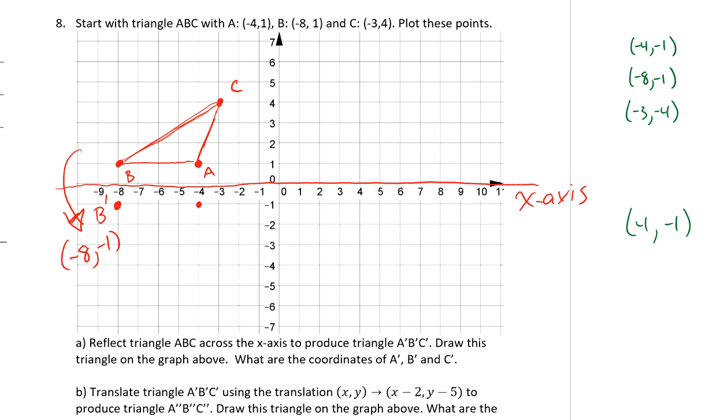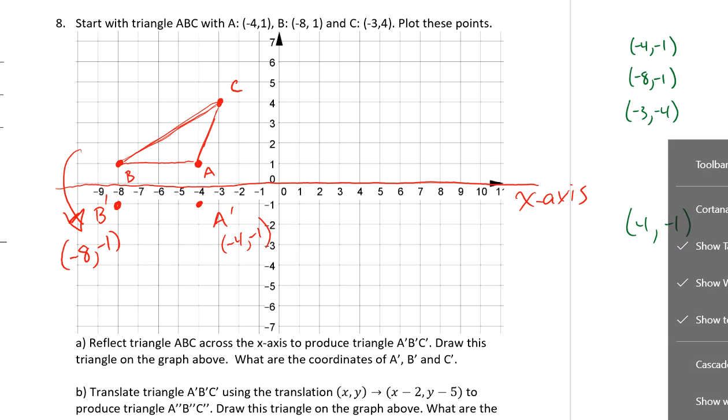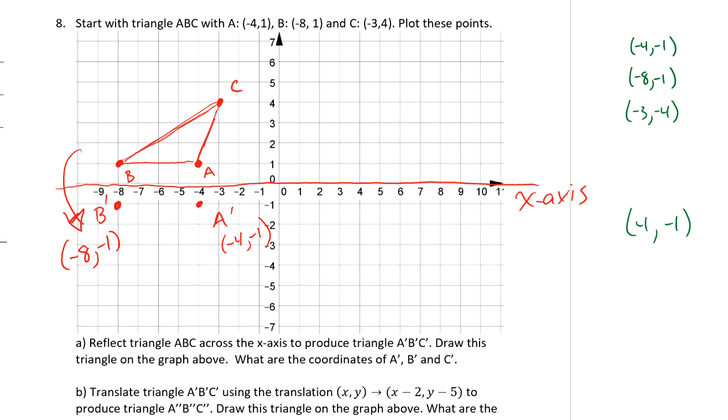This is going to be A prime, and you'll notice the coordinates of that, x is at -4 still, and instead of +1, y is now -1. So again, I see this y is becoming the opposite of what it was. And then the last point is C, which should be at -3 for x and then -4 for y. So this point right here would be my C prime. x is -3 and y is at -4.